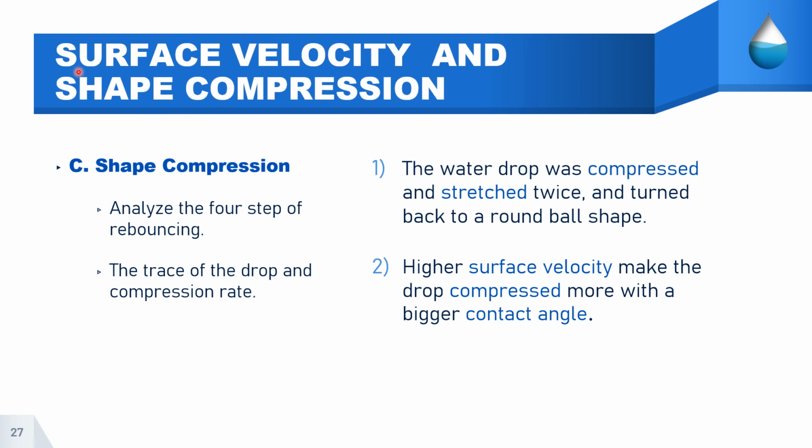The conclusion of surface velocity and shape compression. We can see from the experiment C, shape compression. These are the two main points. First one, the water drop was compressed and stretched twice and turned back to a round bowl shape. The higher surface velocity makes the drop compressed more with a bigger contact angle.